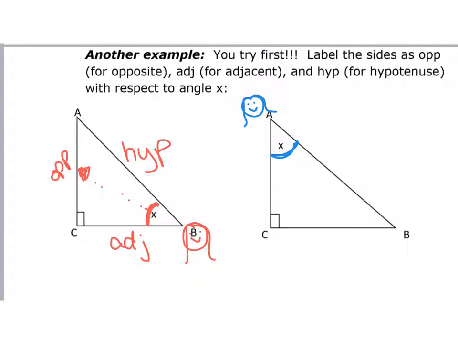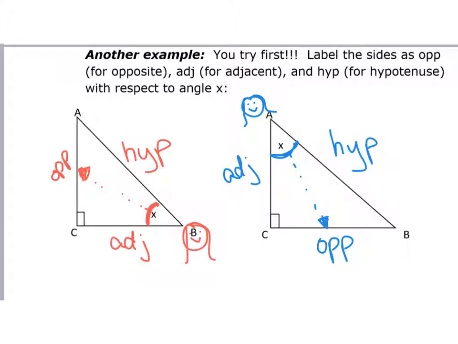Which one's my hypotenuse? It's still AB, it hasn't moved. Which one's opposite? And if you have a hard time doing that, think of it like a little bow and arrow. It's shooting to the opposite side. Leaving which one to be adjacent? AC.